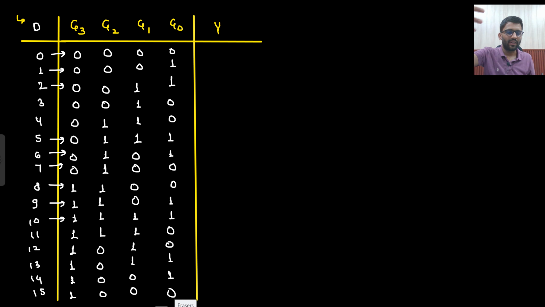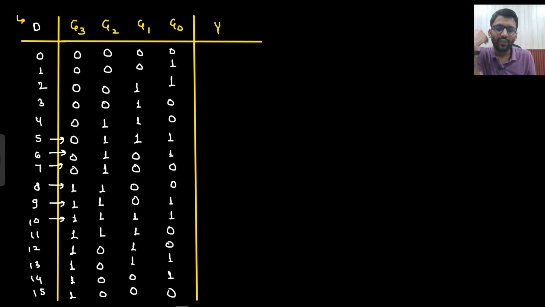What did I tell you? 8 times 0, 8 times 1. 4 times 0, 4 times 1, 4 times 1, 4 times 0. 2 times 0, 2 times 1, 2 times 1, 2 times 0, 2 times 0, 2 times 1, 2 times 1, 2 times 0. Then 0, 1, 1, 0, 0, 1, 1, 0, 0, 1, 1, 0, 0, 1, 1, 0. Right?